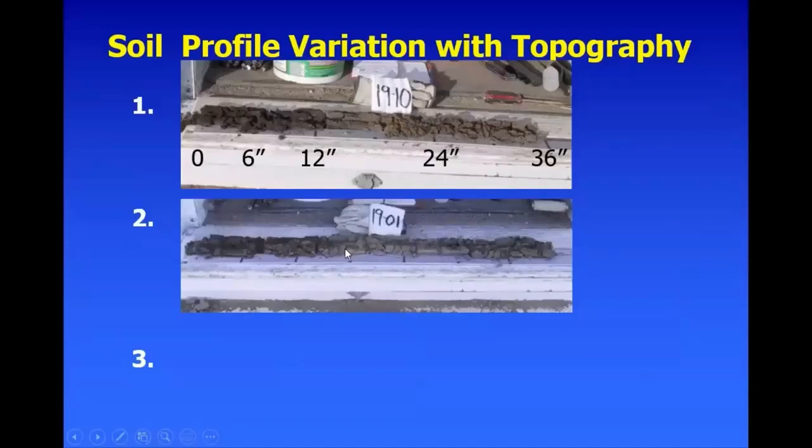just a little bit different topography, slope position, a little lighter color in the A horizon, a little less organic matter, a little bit different soil profile. So we're going to have different levels of nutrients in this profile versus the first profile.